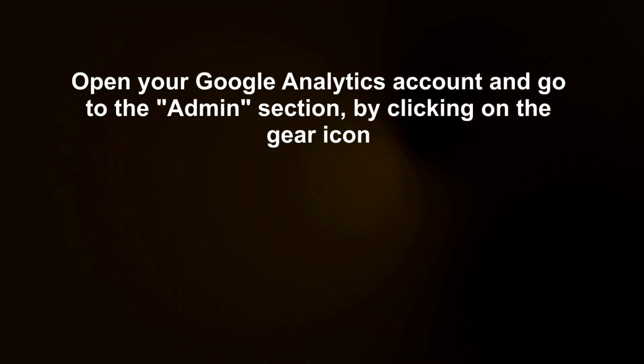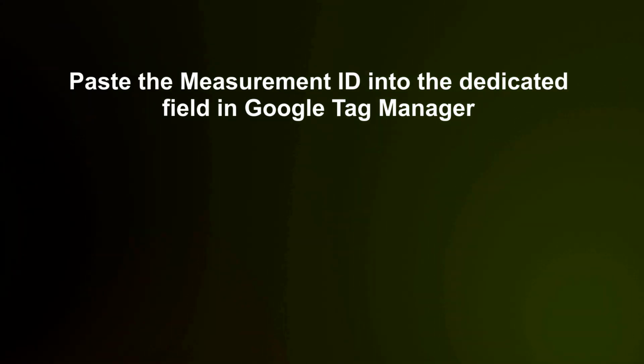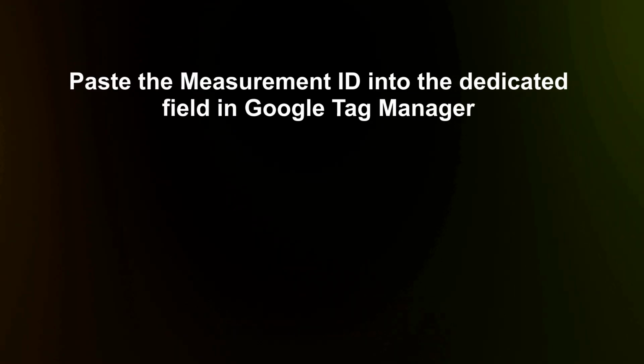Open your Google Analytics account and go to the Admin section by clicking on the gear icon. In Admin, choose Data Streams. Select your website's data stream. Copy your Measurement ID from this page. Paste the Measurement ID into the dedicated field in Google Tag Manager.